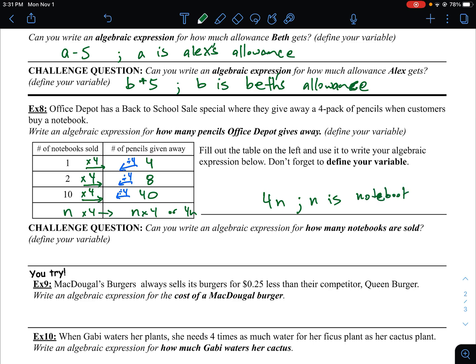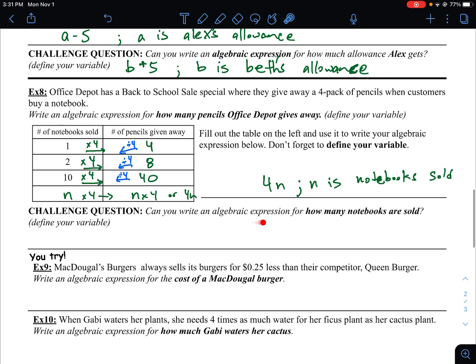Notebooks sold. Sorry, I got a little bit confusing there because I was trying to do 2 things at once. So we know that our pattern is for every notebook you sell, you multiply that by 4 in order to get the number of pencils. So if the number of notebooks sold is n, the number of pencils given away is notebooks sold times 4, or 4n.